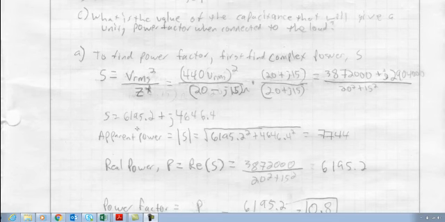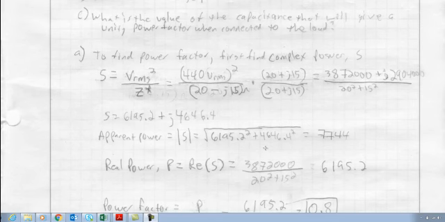In your textbook, this would be given as a bold S. That is going to be an S that we can express as a phasor. And so the apparent power is going to be the magnitude of that. We can find the magnitude just by taking the square root of the sum of the squares of the real and the imaginary components. That works out to 7744.